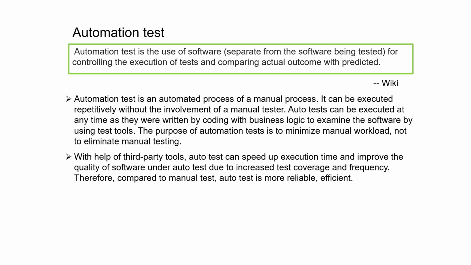It uses test tools like Selenium, Cypress with Java, Python, and so on. It also can generate detailed test reports with the help of frameworks or tools such as TestNG, Cucumber, JaCoCo. Automation tests can speed up execution time and improve the quality of software due to increased test coverage and frequency. Compared to manual tests, automation test is more reliable and efficient.